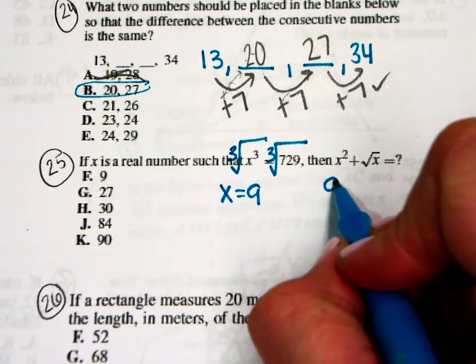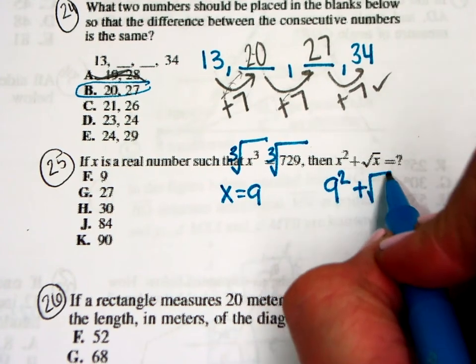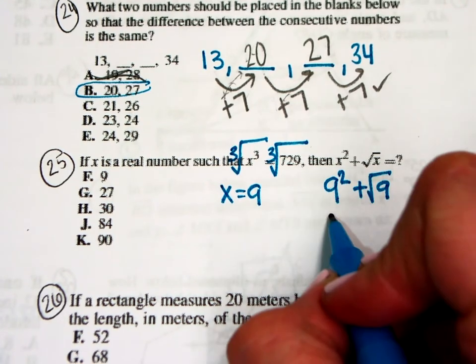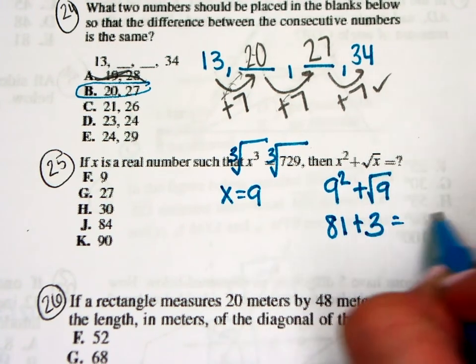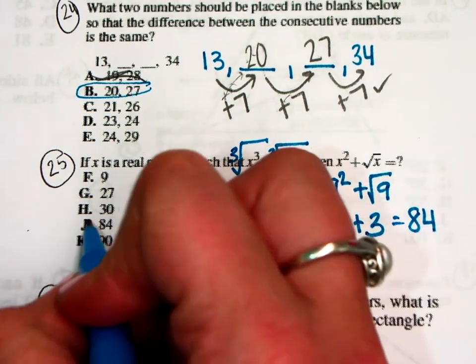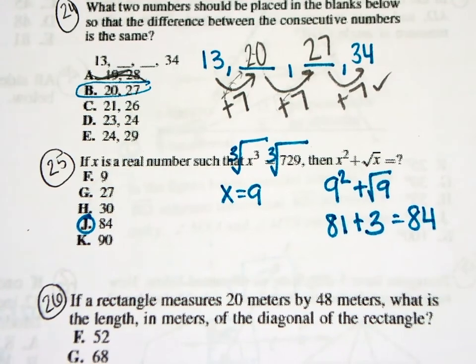So when I come here, I get 9 squared plus the square root of 9. 9 squared is 81. The square root of 9 is 3. 81 plus 3 is 84. Option J.